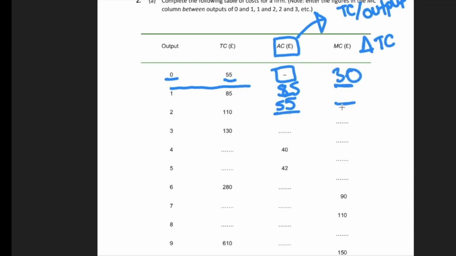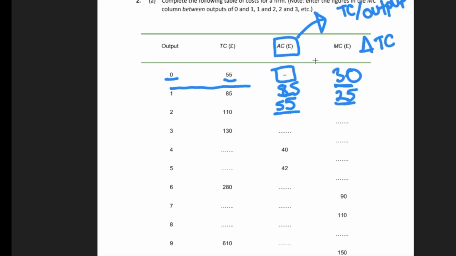What about this one then? So it's now the change from output 2 to output 1. What's the change in our cost? How much more is that costing us? Perfect, 25, thank you. Okie dokie.